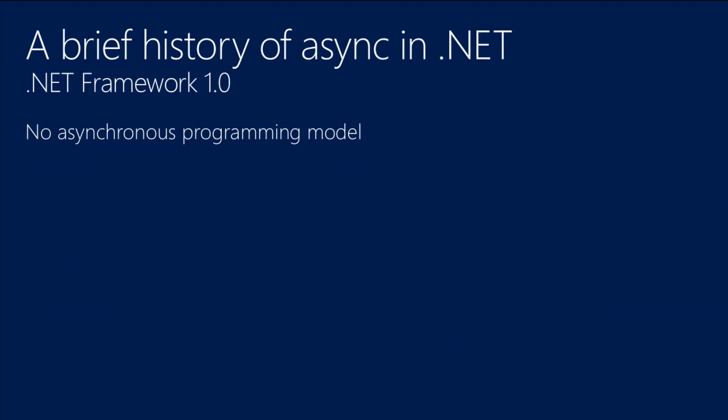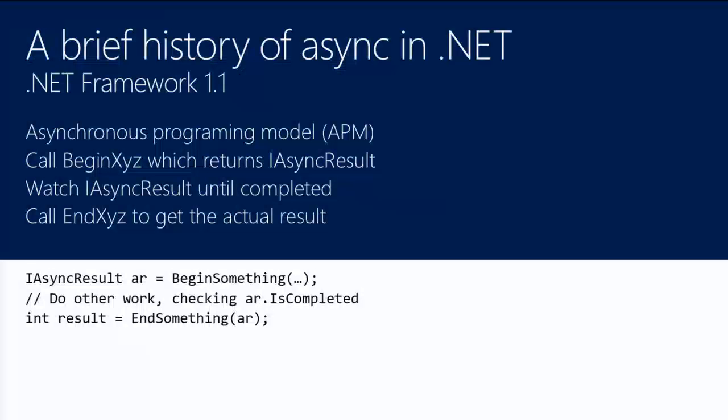So, history of async in .NET. In .NET 1.0, there was no asynchronous programming model. Feedback from customers was we needed it, so in .NET 1.1, we introduced APM, or the asynchronous programming model.